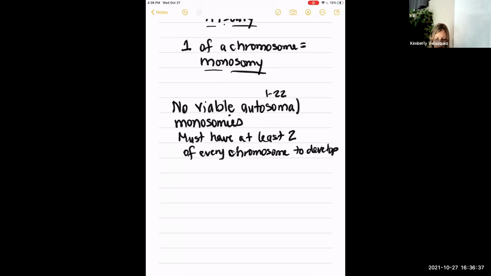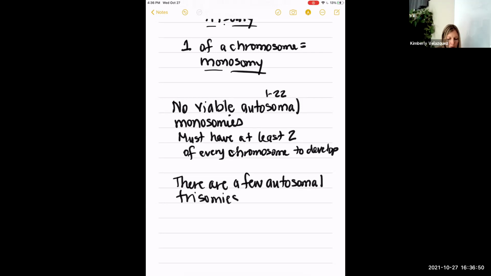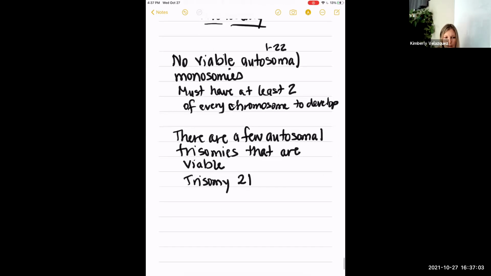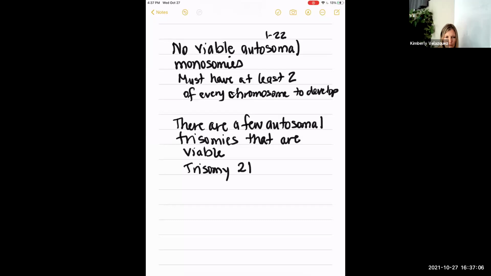There are a few autosomal trisomies that are viable, but most of them don't develop. Obviously, trisomy 21 is really the only one that reaches adult age. All the others are lethal. It's too many genes that are messed up.